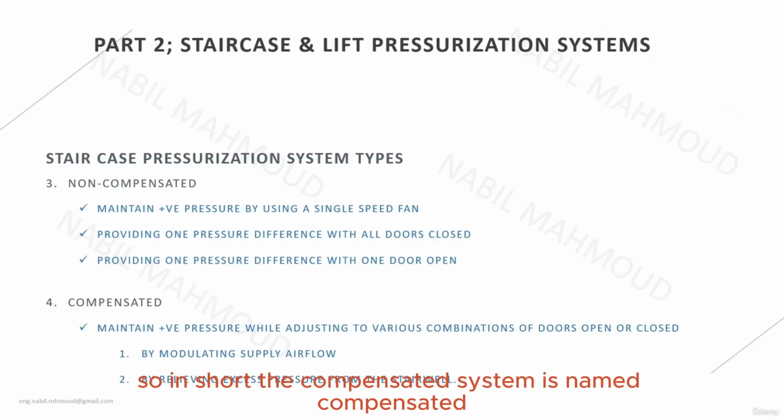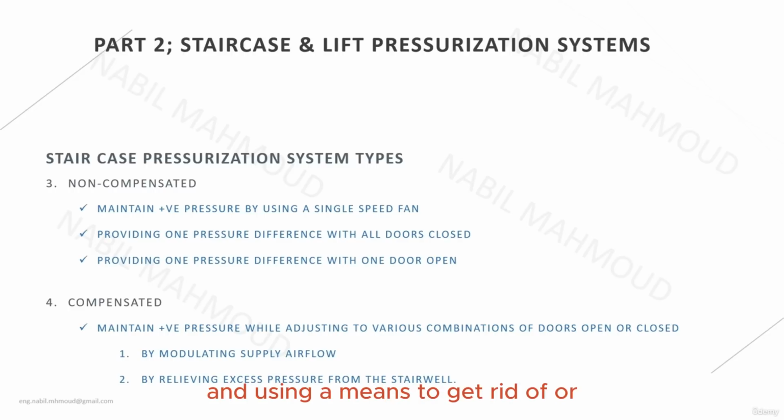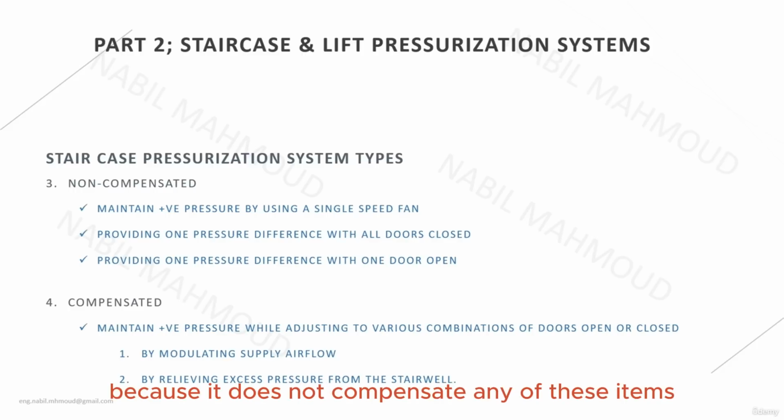So in short, the compensated system is named compensated because it compensates the pressure difference and the pressure variations using an adjustable fan and using a means to get rid of or relieve the excess pressure accumulated inside the staircase. But the non-compensated is non-compensated because it does not compensate any of these items.